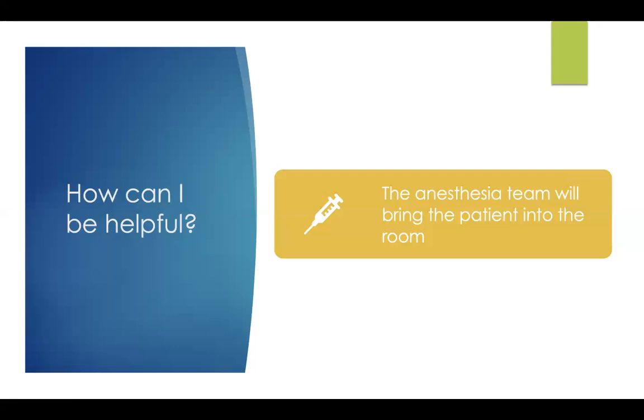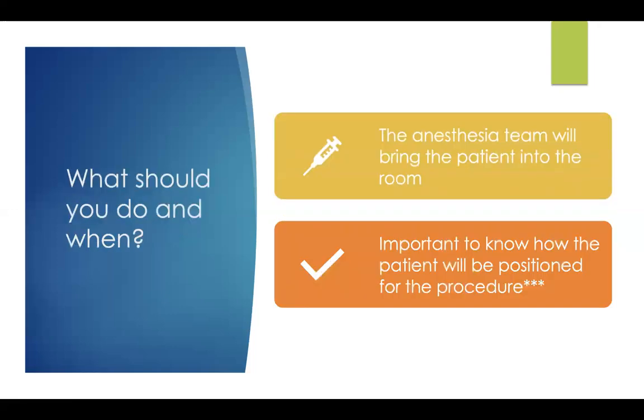So first things first, the anesthesia team is going to bring the patient into the room. I think it's important to know how the patient's going to be positioned for the procedure that you're actually doing. So it's important to know what case you're doing. You can ask the circulating nurse or the first assist or the surgeon how the patient's going to be positioned. And the reason that's important is because when the patient is brought into the room on the stretcher, they are usually placed on the operating room table.